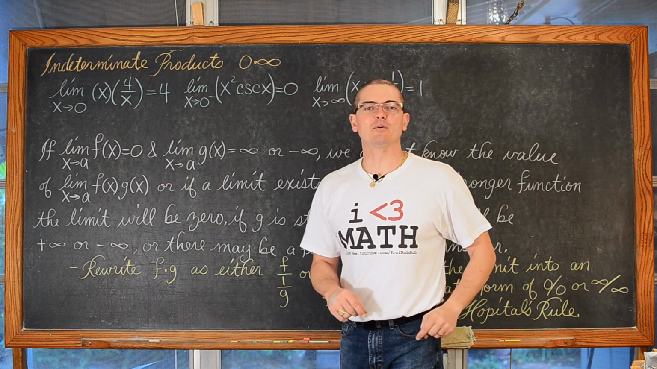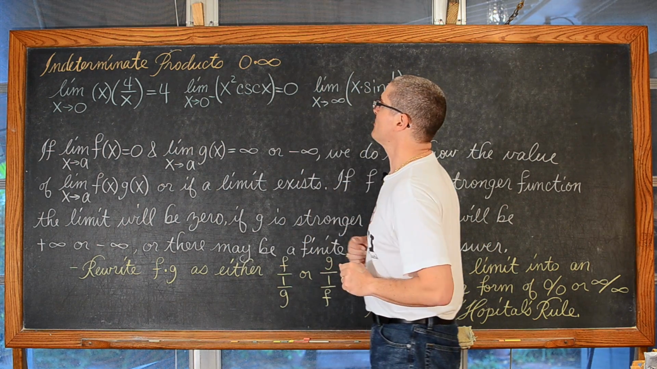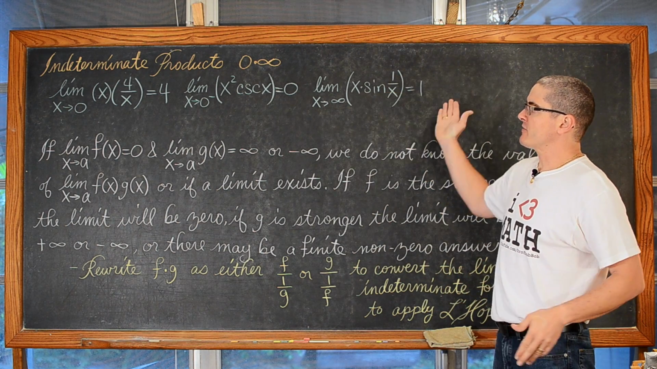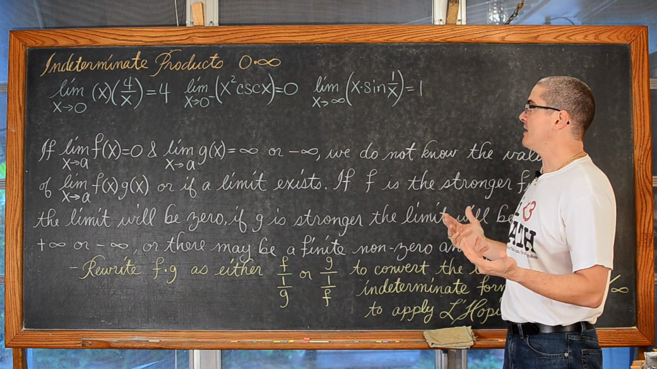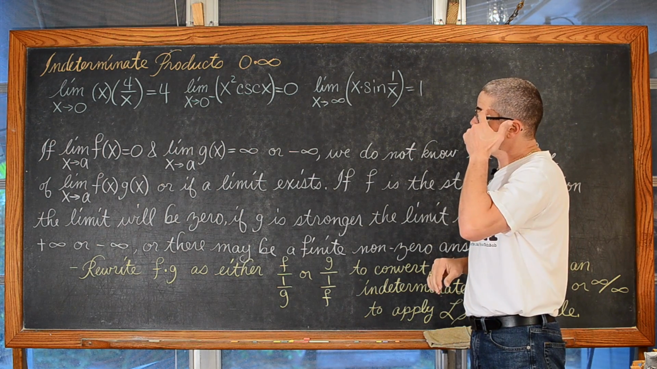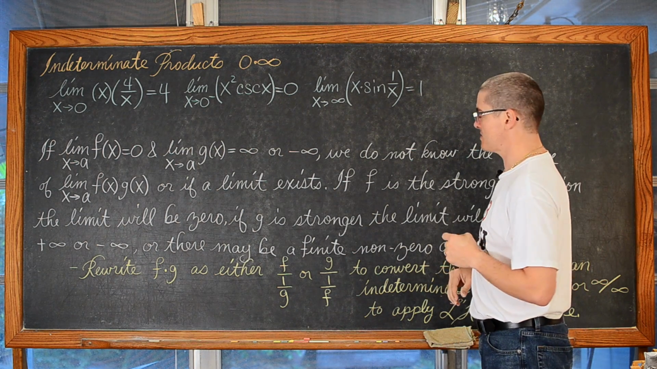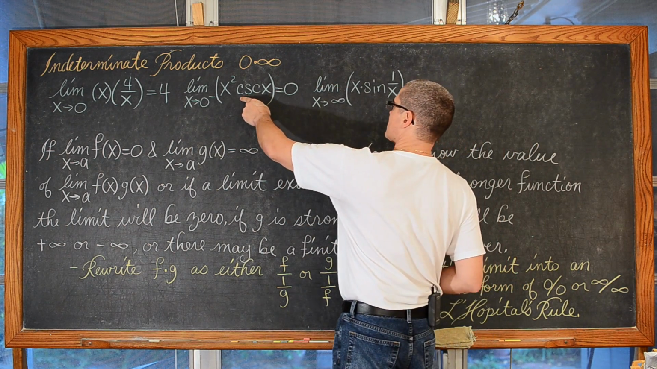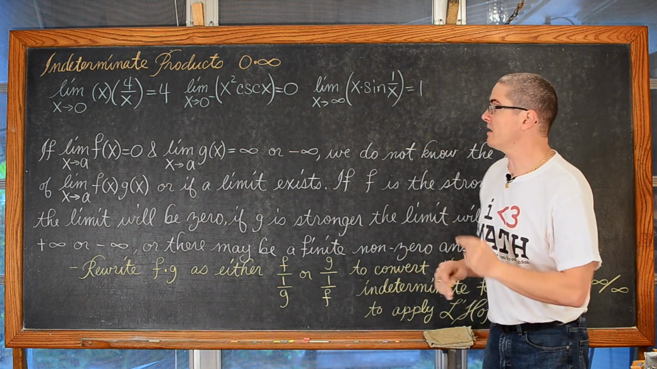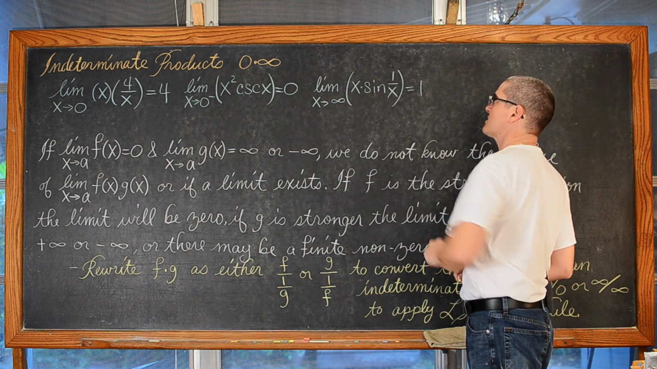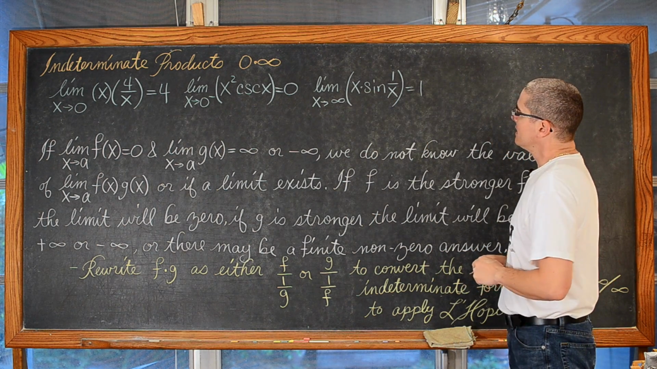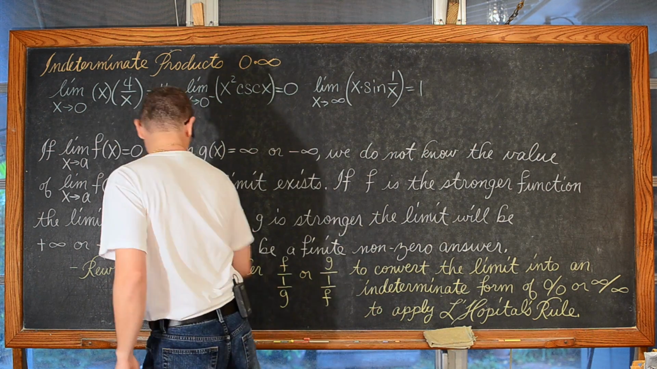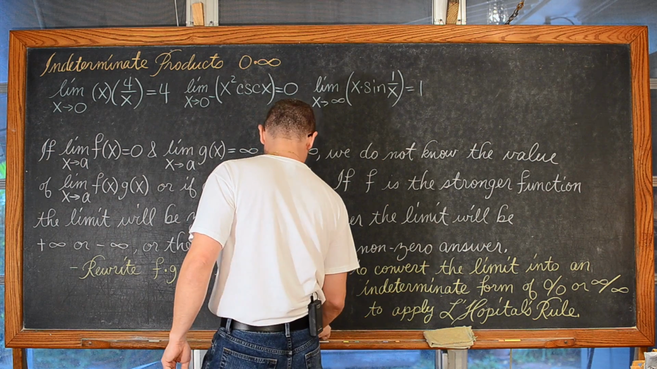Bam! New type of problem or setting. Indeterminate products of 0 times infinity. Now here we have three limits. They all equal different answers. The limit as x approaches 0 of x times 4 over x is equal to 4. The limit as x approaches 0 from the left of x squared times the cosecant of x is equal to 0. And the limit as x approaches infinity of x times the sine of 1 over x is equal to 1.